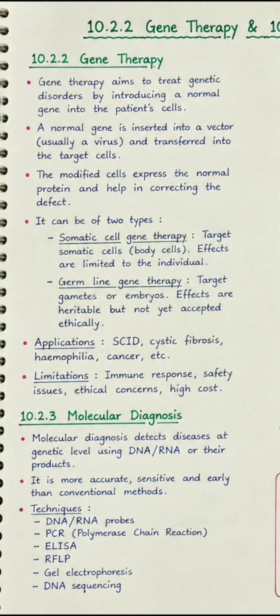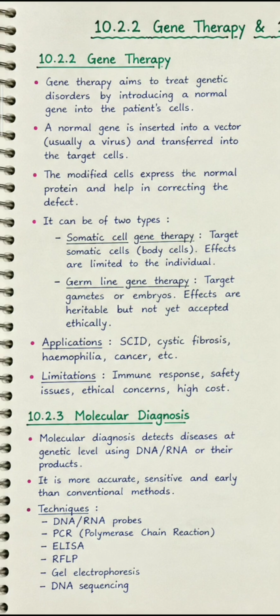Next one is application: SCID, cystic fibrosis, hemophilia, cancer, etc. It is very important to note the bone marrow transplantation is the permanent cure of the ADA deficiency disease.